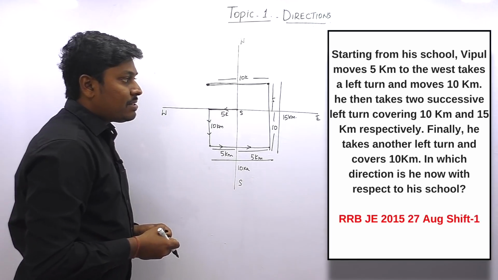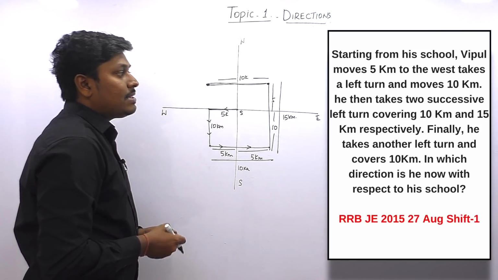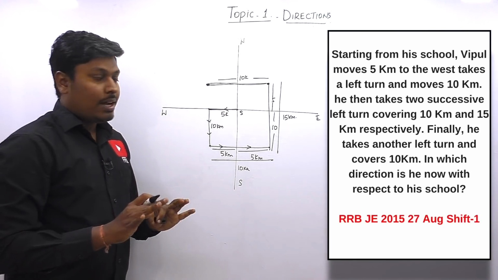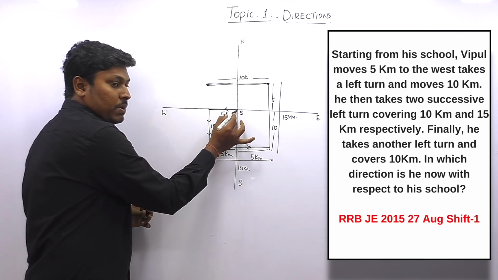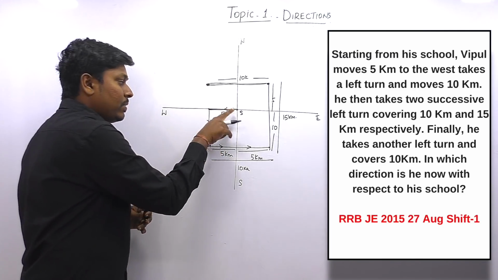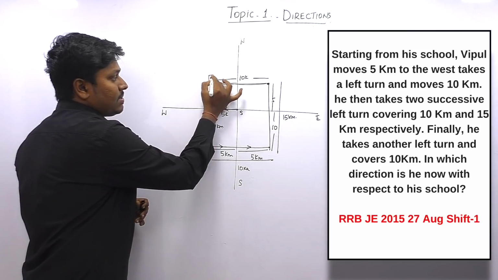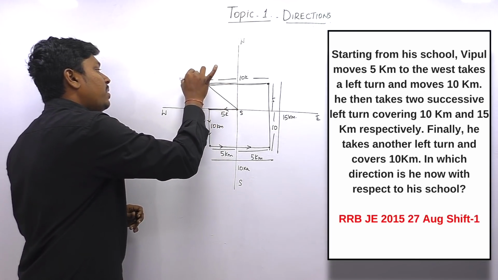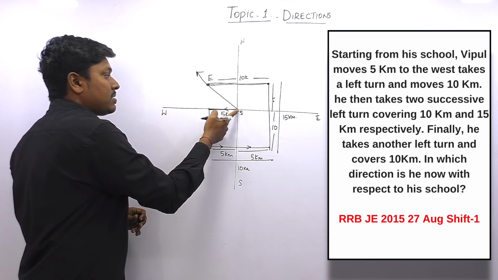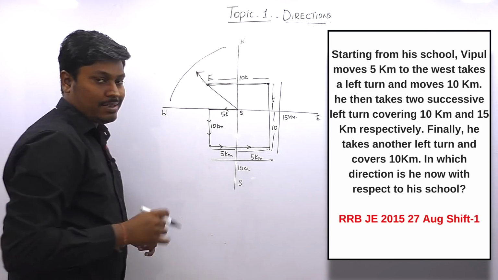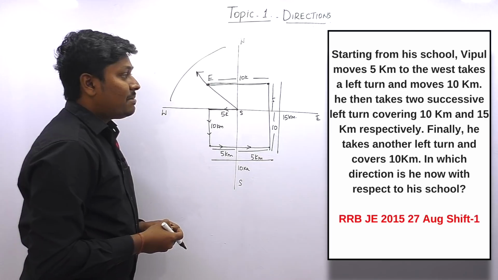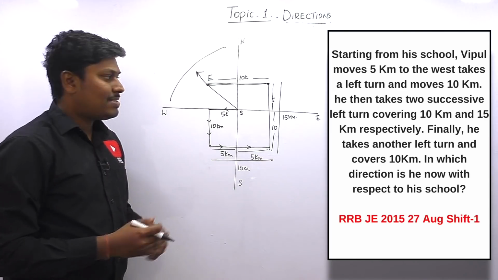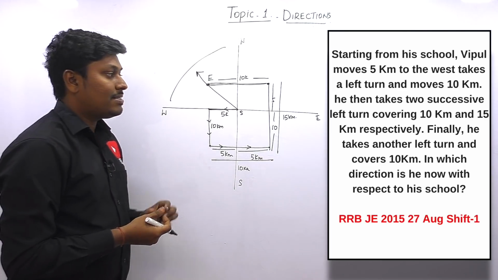And what is the question? In which direction is he now with respect to his school? Our target is to find from the school in which direction he is. We know that this will be the starting point and this will be the ending point. Our target is from the school, we need to find what is the direction. So from the school, the direction will be northwest. So answer for question number 2 will be northwest. It's an easy question. You can easily crack this.